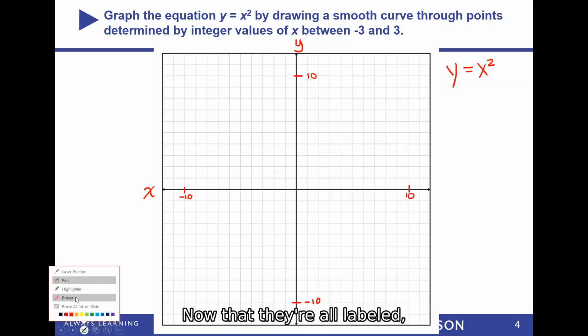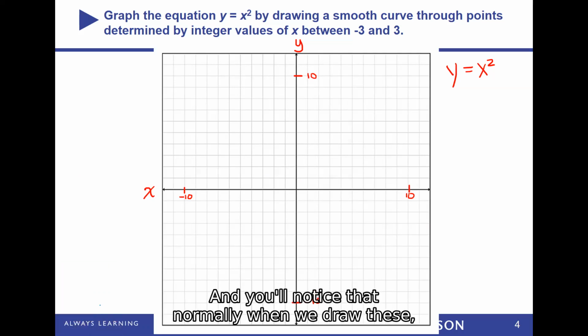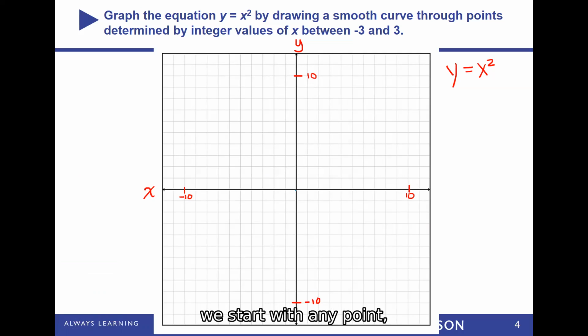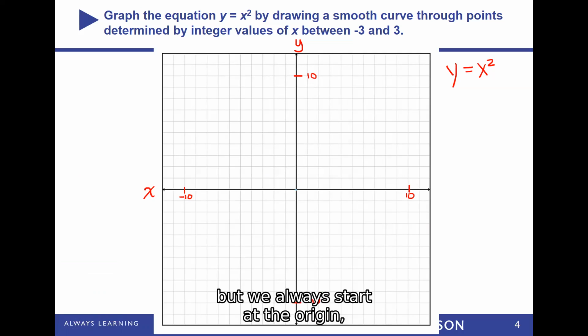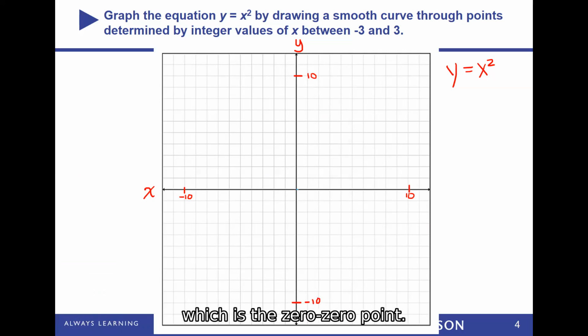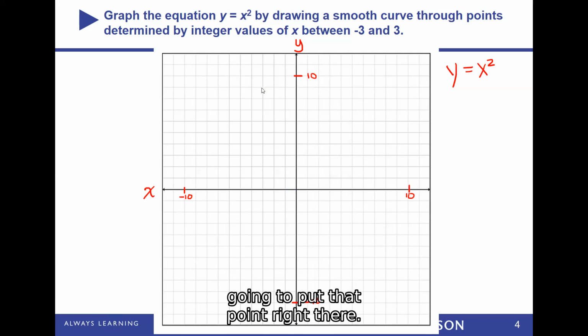Okay, now that they're all labeled, I'm going to go ahead and draw. And you'll notice that normally when we draw these, we start with any point, but we always start at the origin, which is the 0, 0 point. Now, I am going to go over 3. So 1, 2, 3 to the left. So here's my -3. And remember, it went up to a +9. And I'm just going to put that point right there.